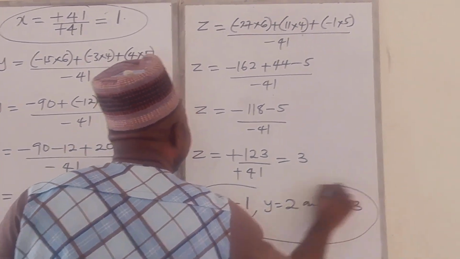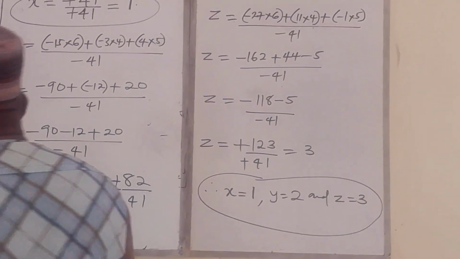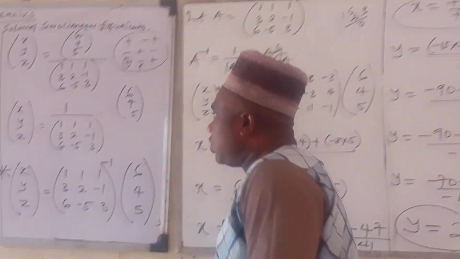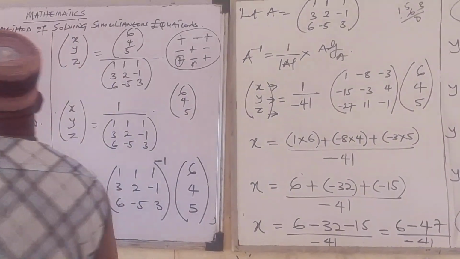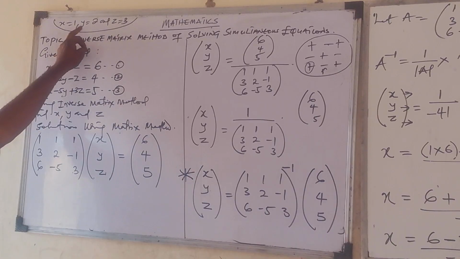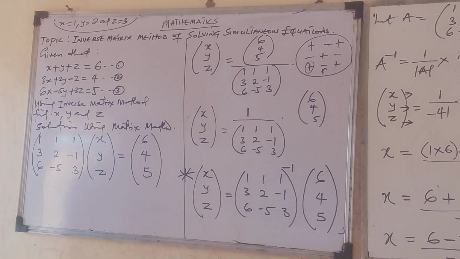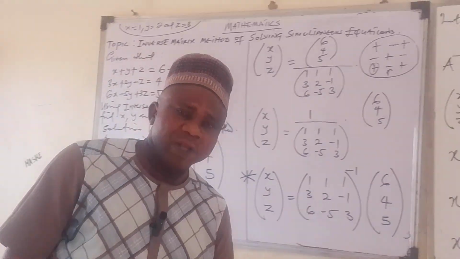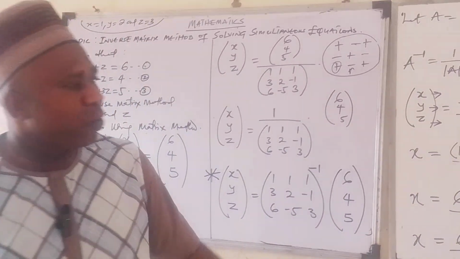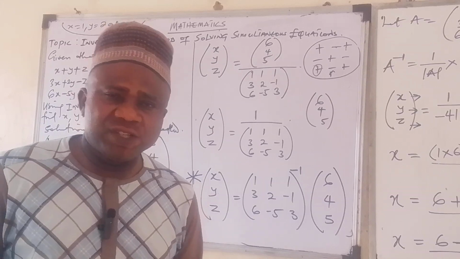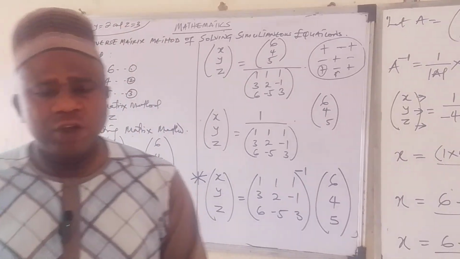So this is the inverse matrix method of solving simultaneous linear equations involving 3 variables. Now remember, our initial value of x, we took x to be equal to 1, y to be equal to 2, and z to be equal to 3. So this is the method or the steps to apply when solving simultaneous equations involving 3 variables using the inverse matrix method.